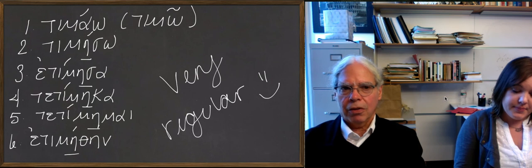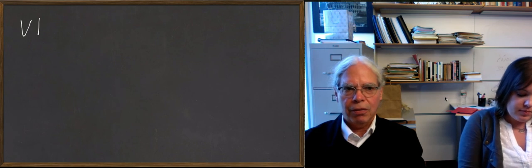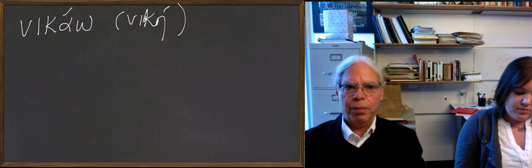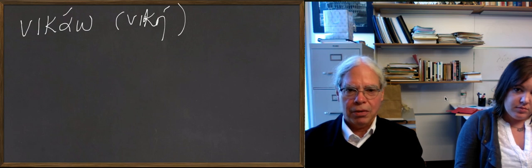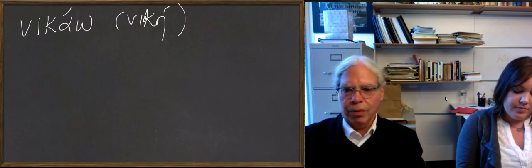One last thing, there's another alpha contract verb introduced in this lesson. It's the verb nikao, from the noun Nike. We get Nike sneakers. Nike means victory in Greek. And it behaves exactly the same way, and the principal parts are the same. So it's nikao, which is actually nikō, but then it's nikēsō, enikēsa, nenikēka, nenikēmai, and enikēthēn. They're all straightforward.